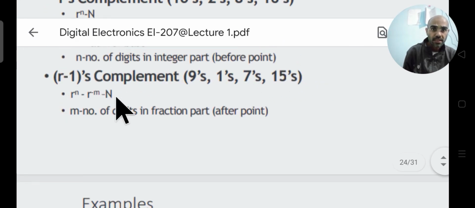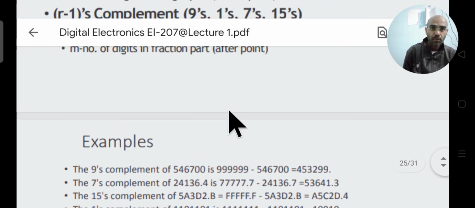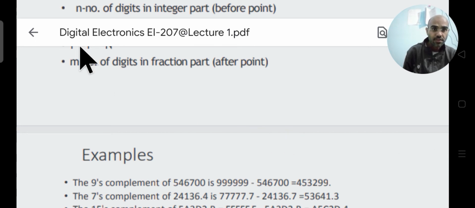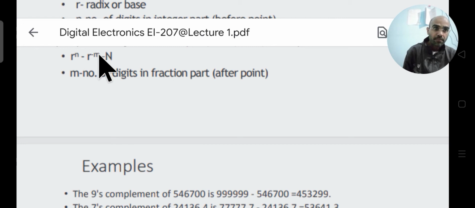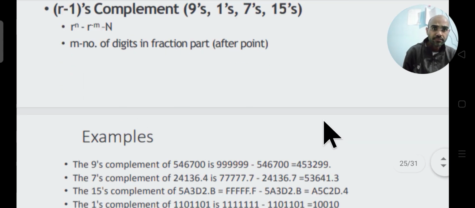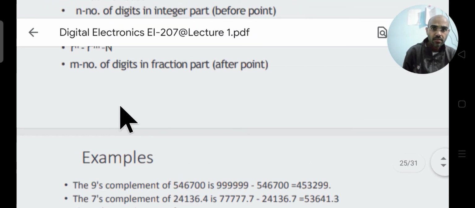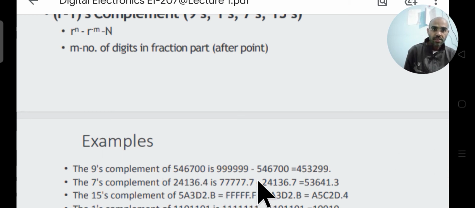So the given number is this N, whereas R to the power n minus R to the power minus m is nothing but this. n is the maximum number of digits and m is the number of fraction digits. In this particular question, the number of digits after the fraction is 0. So R to the power minus m becomes R to the power 0, and R to the power 0 is nothing but 1. So we'll consider 1 here. Whereas this part, R to the power n, is our other part. To consider this, we have to calculate this part.